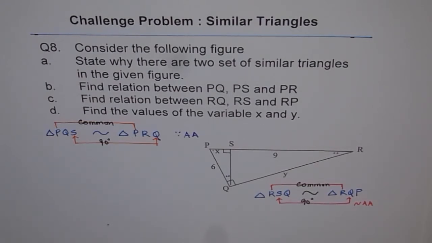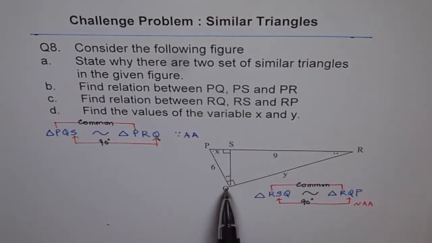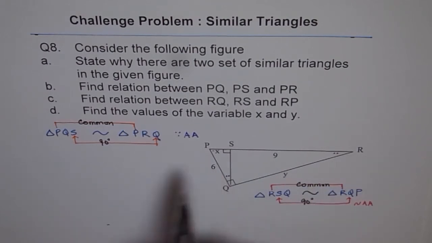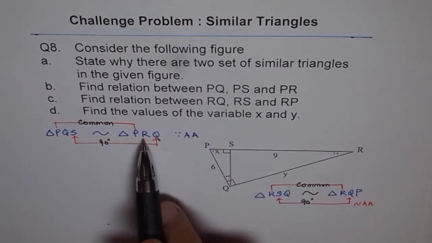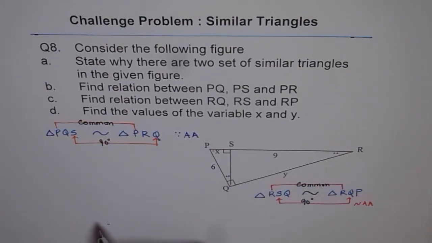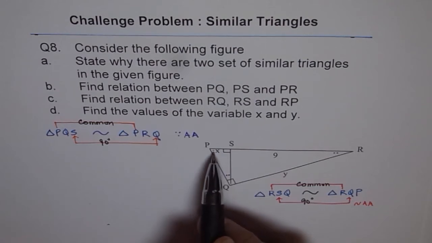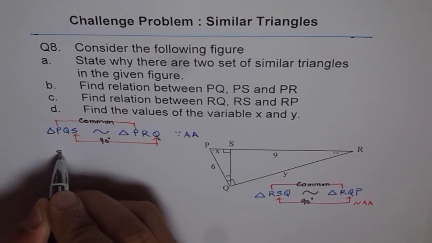Correct. Now let's look into the relation between the sides for these triangles, right? Now part B is very interesting. We'll find a relation between PQ, PS and PR. So first let's write down when the triangle PQS is similar to triangle PRQ, the big one, how are their sides related, right? So let's write down the side opposite to P. In the small triangle, the side opposite to P is SQ. Okay, so let me write SQ first.